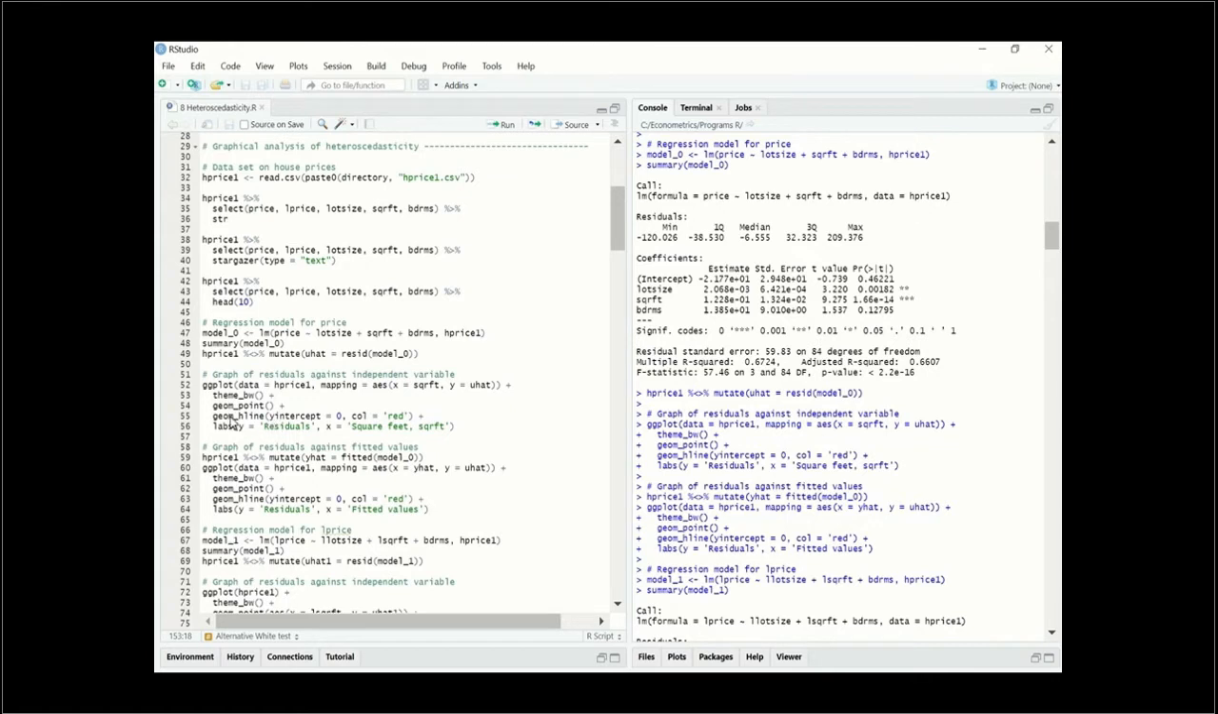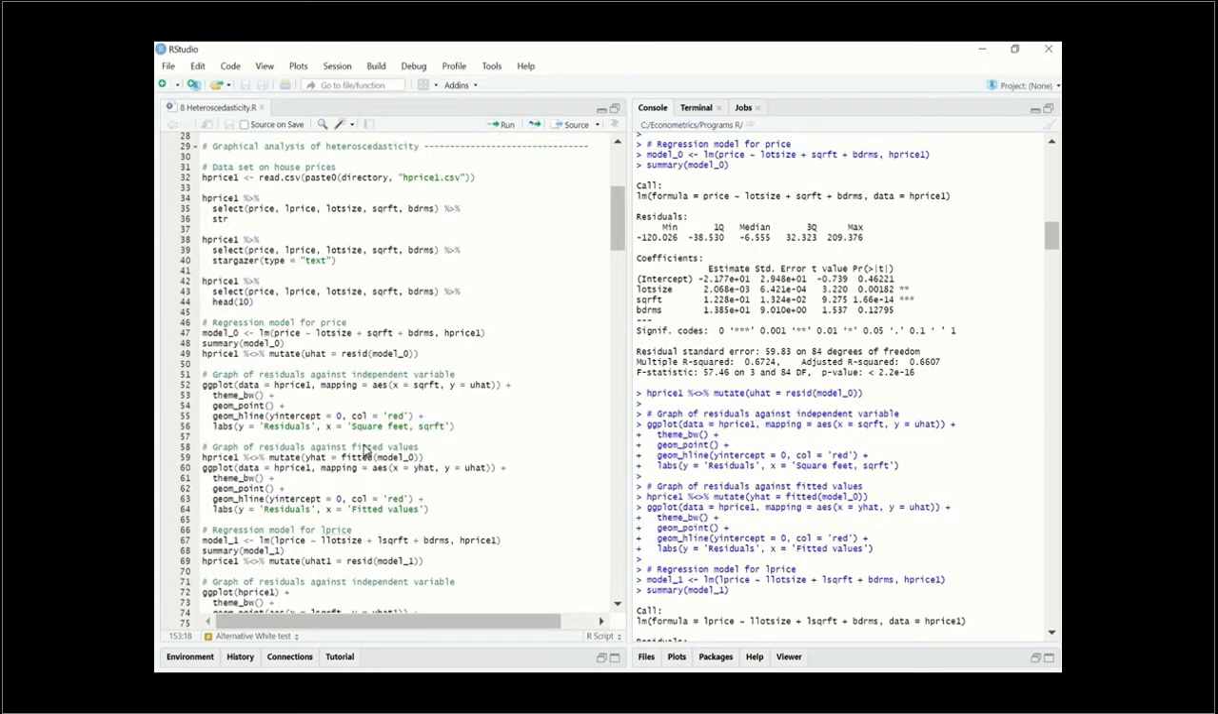And here we would also be plotting a y-intercept equals 0, so a horizontal line that would be red, and then we're labeling the vertical axis residuals and the horizontal axis square feet, for the variable that we are actually plotting here. So this is plotting the residuals against the independent variable.